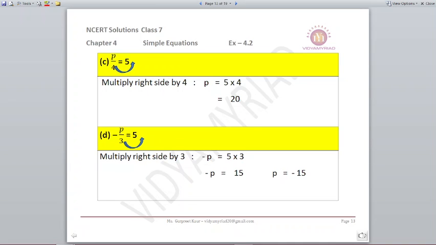Now p upon 4 is equal to 5. So what will I do? 4 will be multiplied by 5. P is equal to 5 into 4, which is equal to 20.